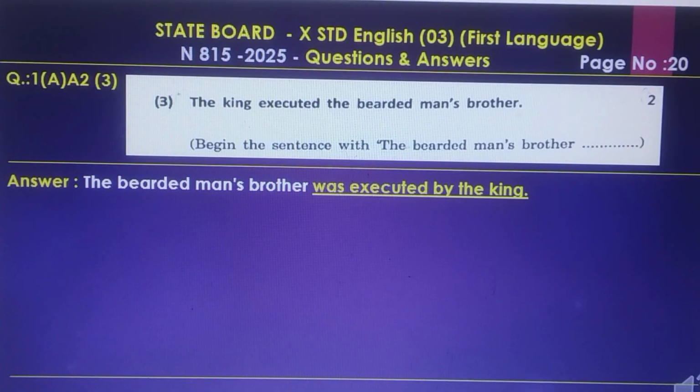On question number 3: the king executed the bearer man's brothers. Begin the sentence with the bearer man's brothers. The answer of these questions: the bearer man's brothers were executed by the king. The yellow underlined one, that is the final answer.